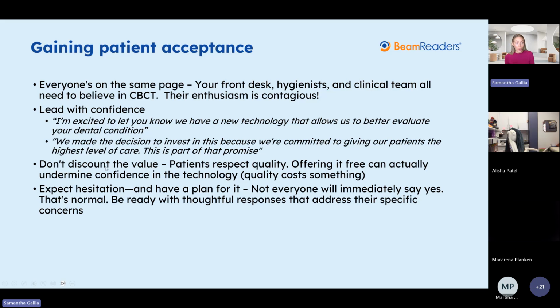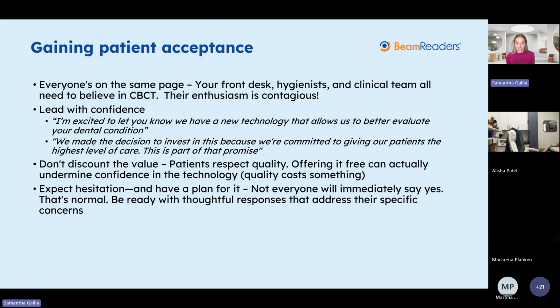Along that line, don't discount the value. People respect quality. And so I would suggest against the temptation to offer CBCT for free, because it can actually undermine the confidence in the technology and make them think that it's not necessary or not important. It's really expensive technology and it's something that you should absolutely be charging for, because it costs your office a lot. And then lastly, expect hesitation and have a plan for it.